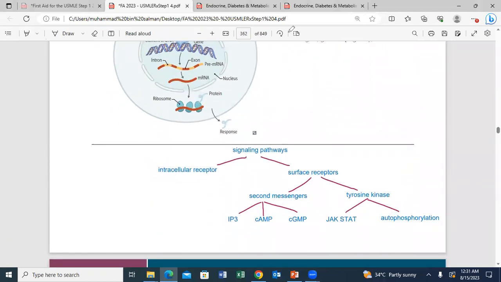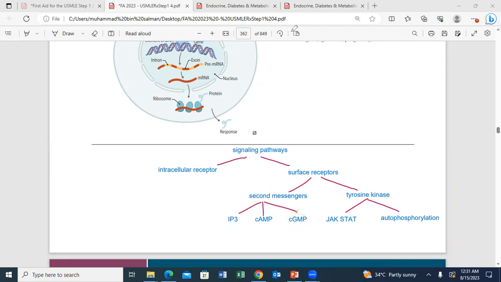the remaining hormones cannot enter the cell membrane. That is why they have a surface receptor. They have a receptor on the surface of the cell, and the hormone just binds to the surface receptor and then produces its effect. Now, the surface receptors produce effects inside the cell by different mechanisms. One mechanism can be that the surface receptor produces a second messenger such as inositol triphosphate, cyclic AMP, cyclic GMP. These can be the second messengers.